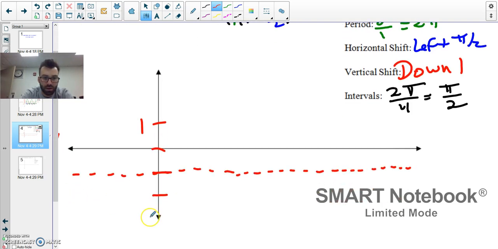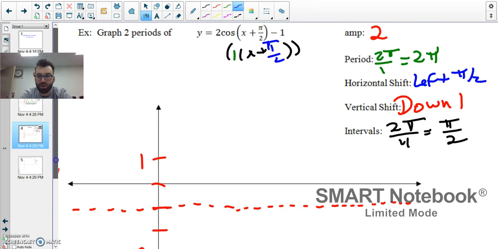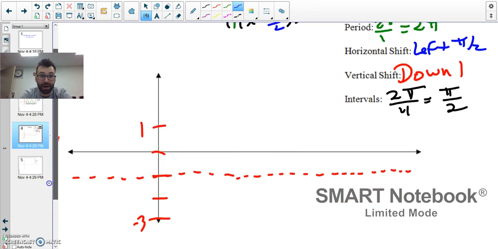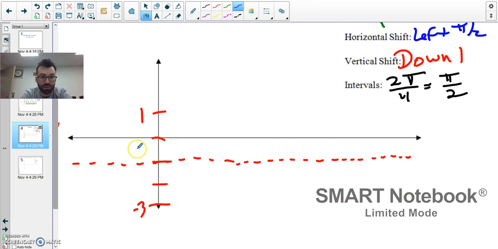2 to the minimum, that's 1, 2, 3, -3. Okay. Plot our horizontal shift. Left pi over 2. Left pi over 2 would make it -pi over 2.